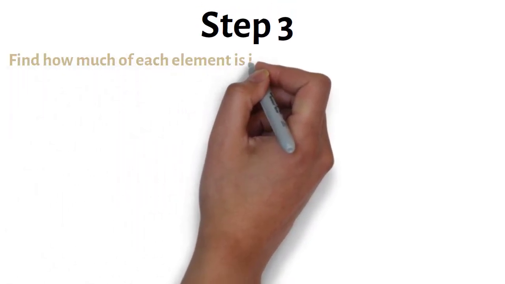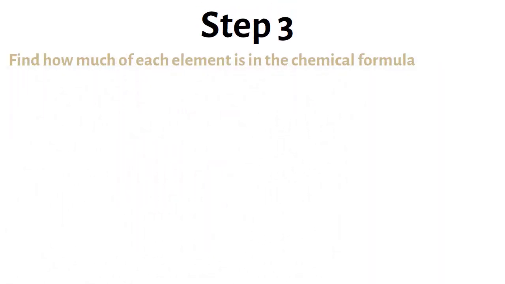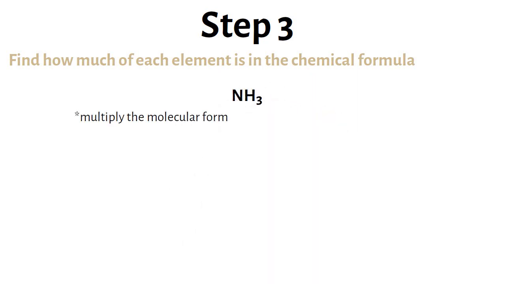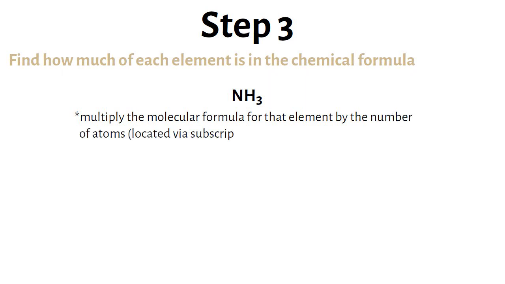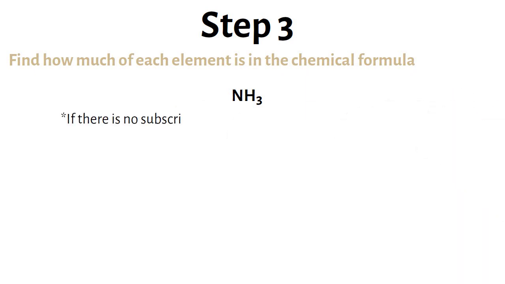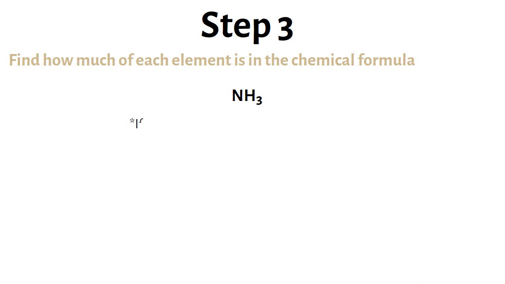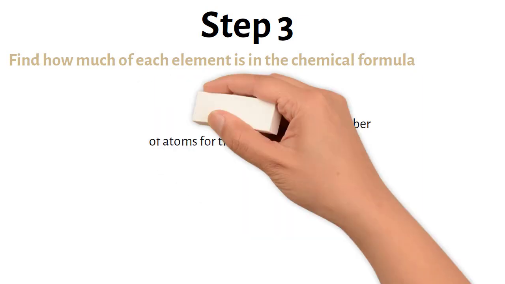In step 3, find how much of each element is in the chemical formula. To do this, take each element and multiply the molecular weight for that element by the number of atoms, located via the subscript found in the chemical formula. If there's no subscript, it means there's only one atom of that element. If there is a subscript, it reveals the number of atoms for that particular element.